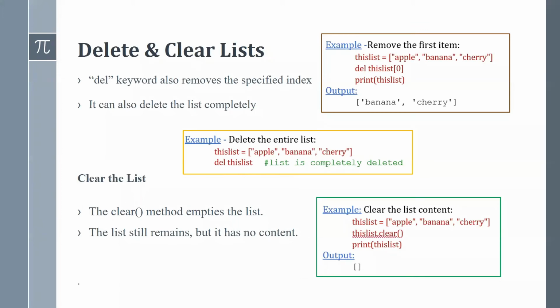So these are the operations of a list: modify, addition, insertion or deletion, remove. Then you also saw clearing of the list.